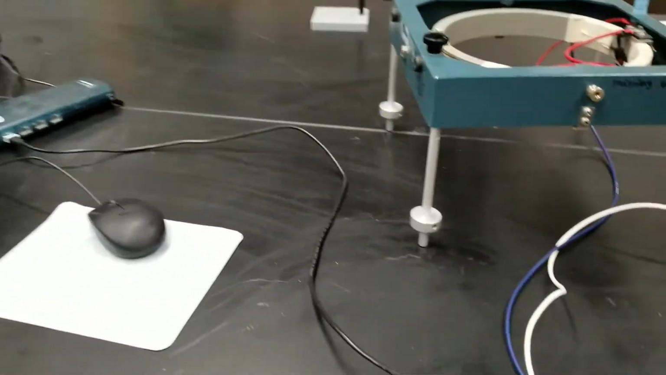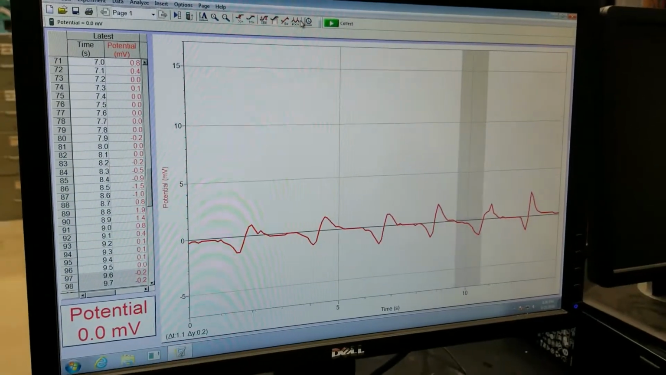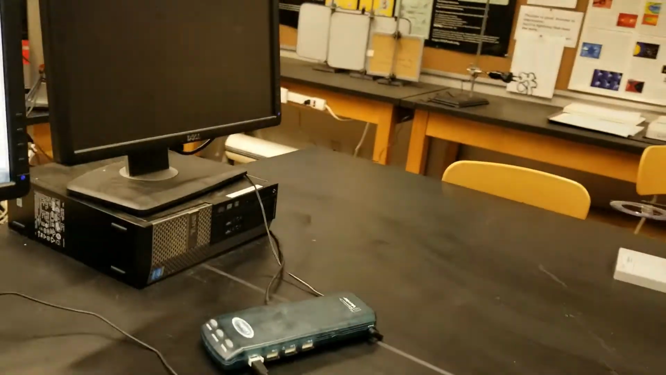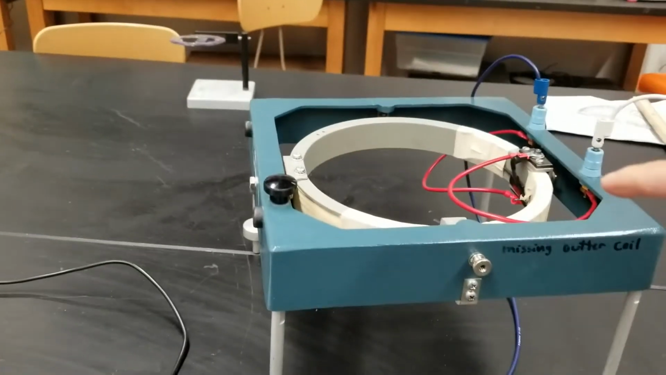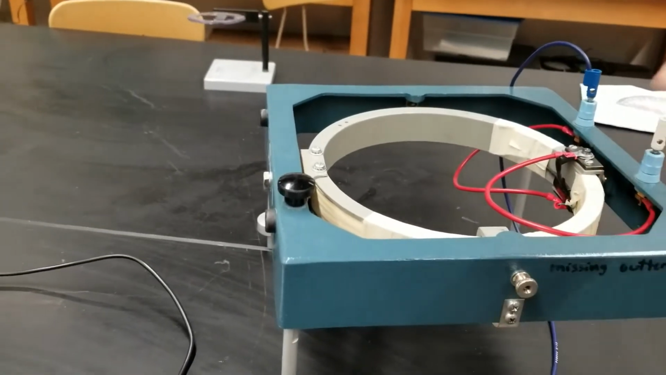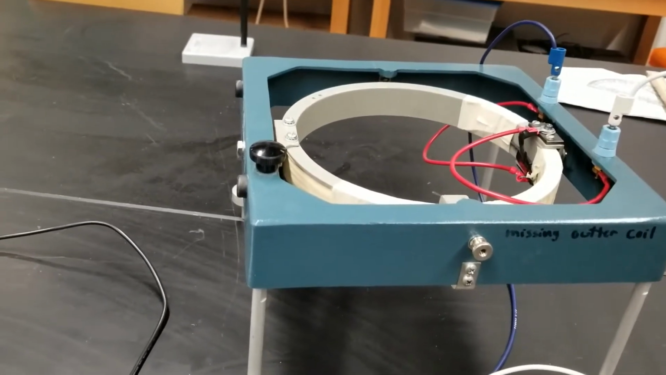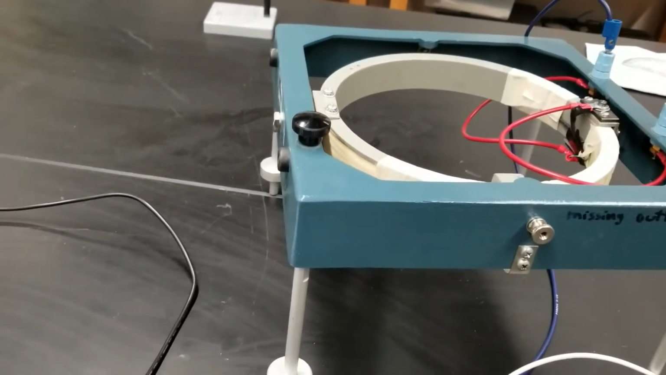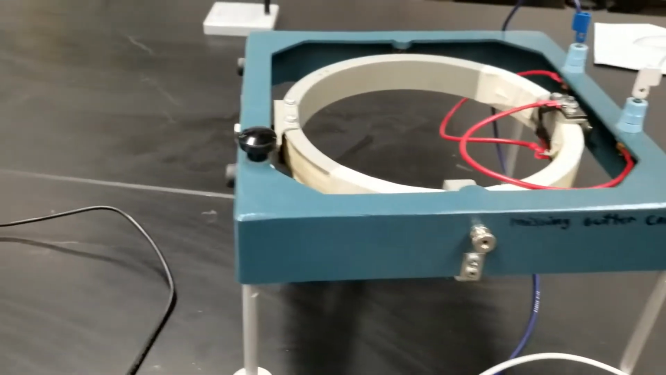I have Logger Pro connected, and I have the profile ready to set. I'm going to pull this screw here so that the coil will flip, so that the total change of the magnetic flux will be 2 times the vertical component multiplied by the area of the circle.